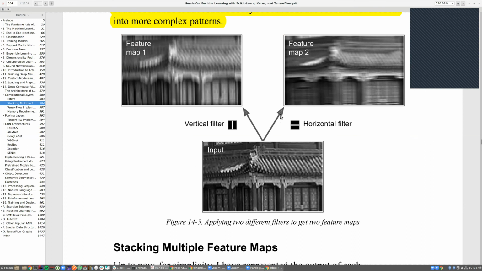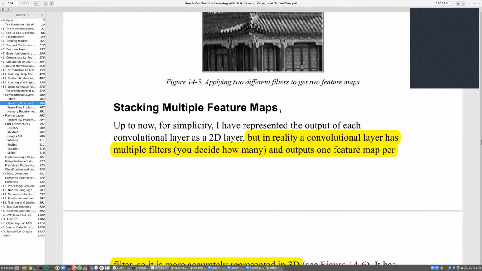So the next section is the bit that I was just saying is confusing, which is the stacking of multiple feature maps.